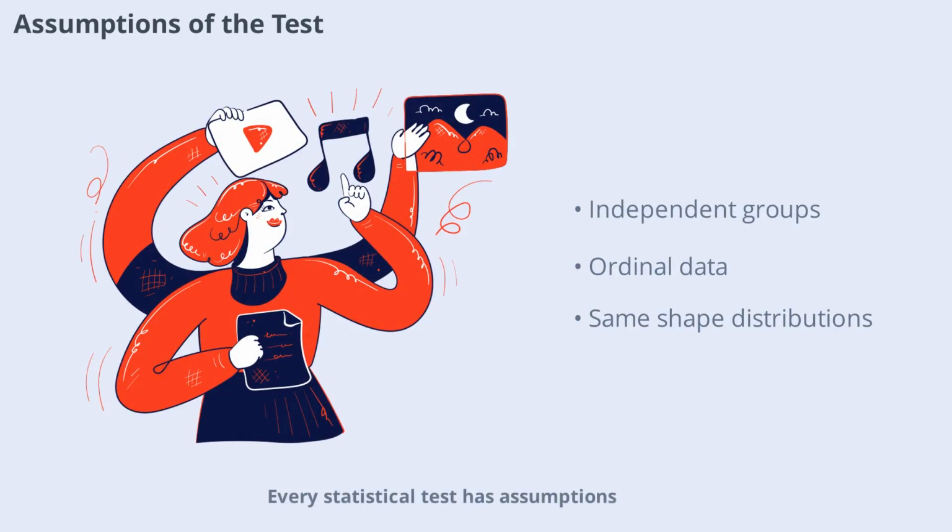Every statistical test has assumptions, and the Mann Whitney U test is no exception. The main assumptions are that the two groups are independent, the data is at least ordinal, and the distributions of the two groups have the same shape. If these assumptions are met, the test results are reliable and meaningful.